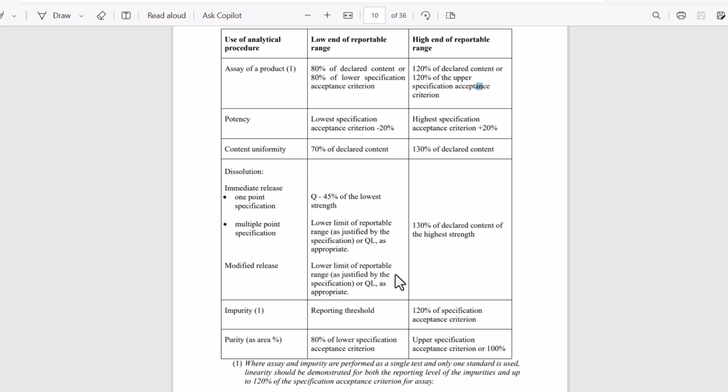Now, if you look at the purity as percent area calculation, you will understand that the low end of the reportable range is 80% of the lower specification acceptance criteria, but the high end of the reportable range is just equal to your upper specification acceptance criteria or 100%. So why is there no plus 10 or plus 20% concentration considered for the high end of the reportable range for purity as area percent? That is the exact point we'll try to understand.